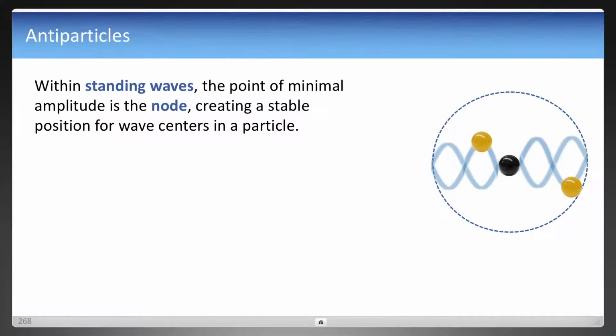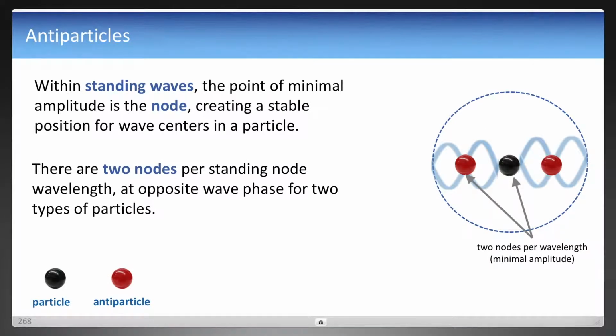Now within standing waves, the point of minimal amplitude is the node. It creates a stable position for a particle because the fundamental rule is minimizing wave amplitude, and there at the node it is. And what's important about standing waves is that there are two nodes for each wavelength, and they're at opposite wave phase, and so it creates two different types of particles, a particle and its antiparticle, primarily because of wave phase causing either constructive or destructive wave interference.